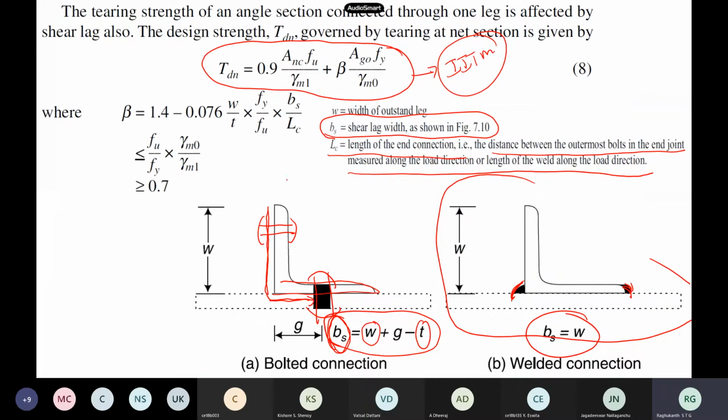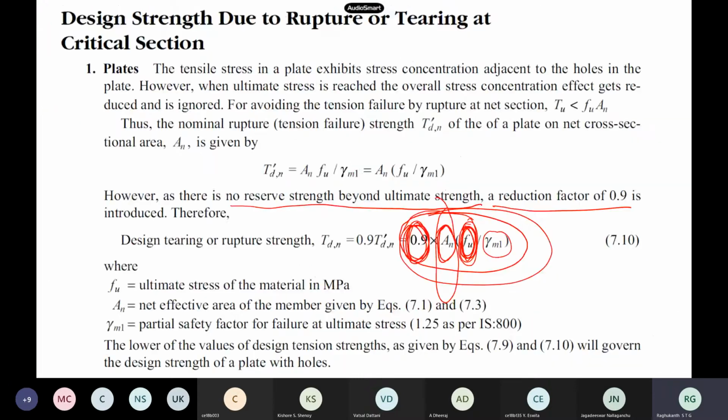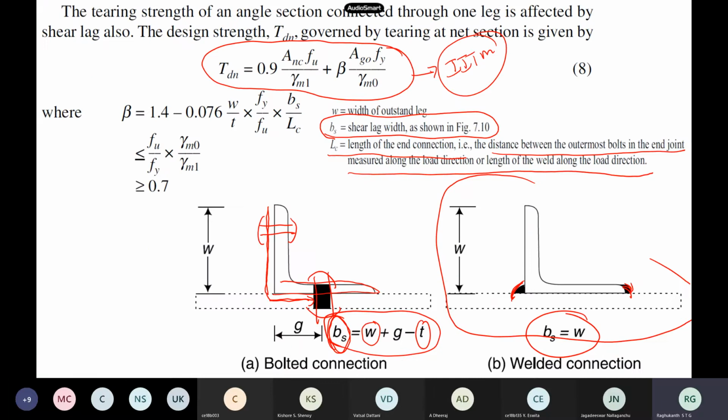To find the net section rupture, we have discussed in great detail in our last class. But when you have angle sections and one leg is connected and the other leg is left just like that, then you should not use this expression. You can use this expression for an angle section when both the legs are connected. But when only one leg is connected and the other leg is not connected, then, as we discussed in our last class, this outstanding leg, the portion which is not connected, will have shear lag.